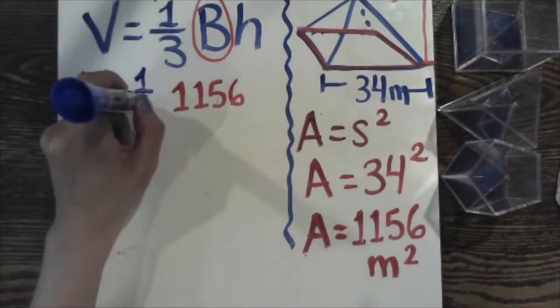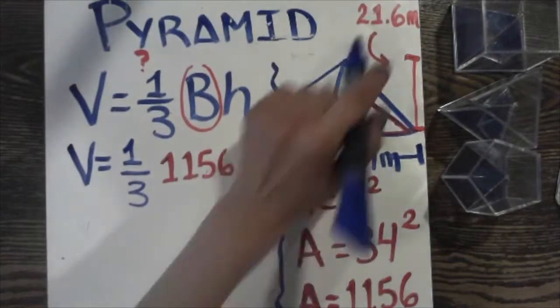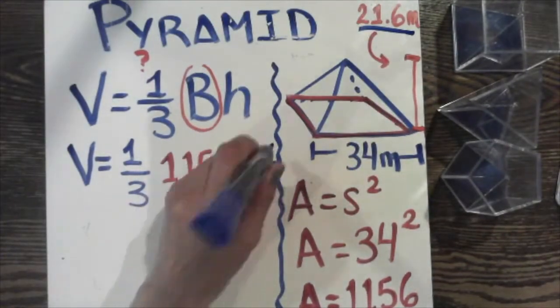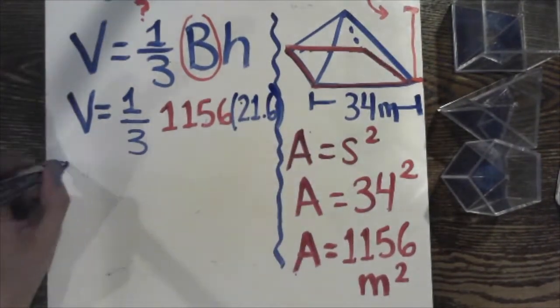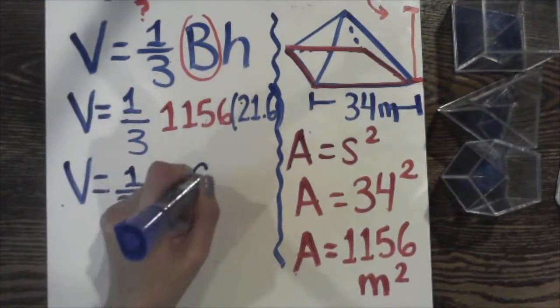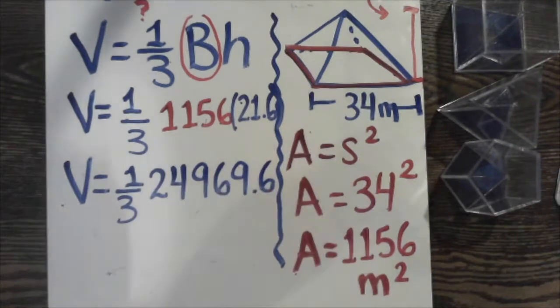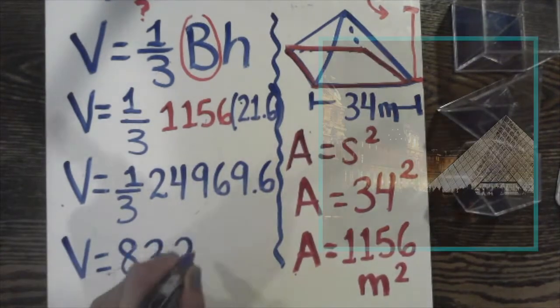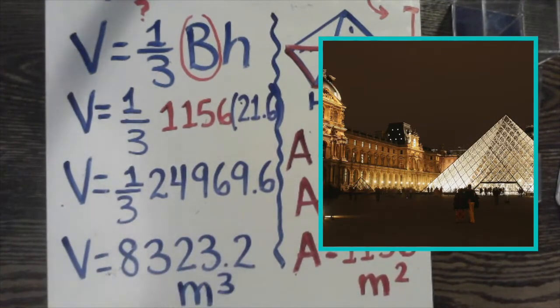1,156 square meters. When I put it into my equation, I get V equals 1/3 times 1,156 times 21.6, which is the height. And when I multiply the area of the base times the height, I get 24,969.6, which is 8,323.2 when I divide it by 3. And I remember square meters times meters is cubic meters.